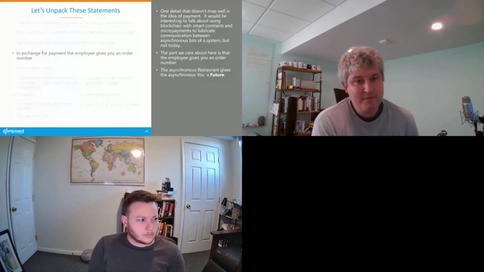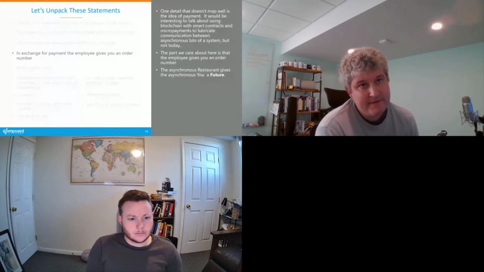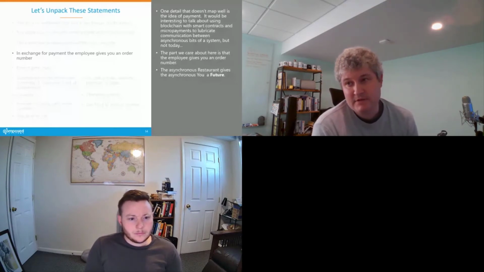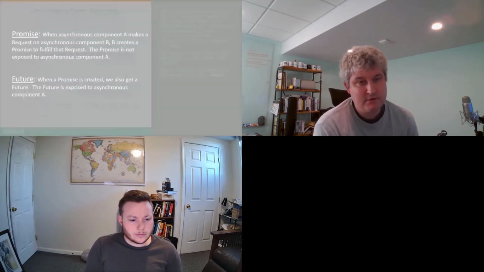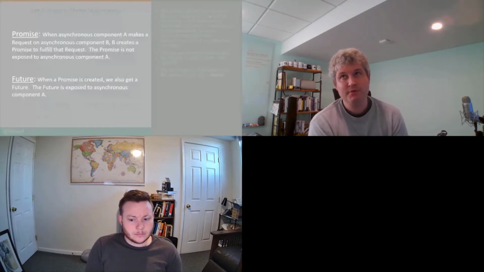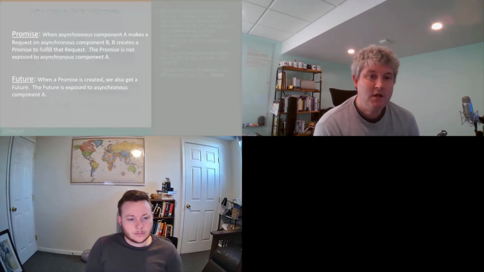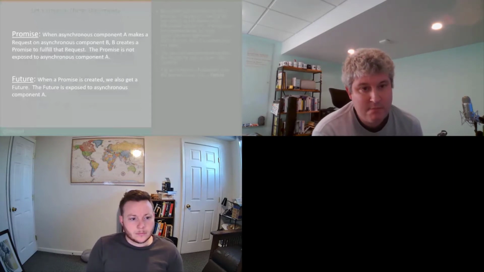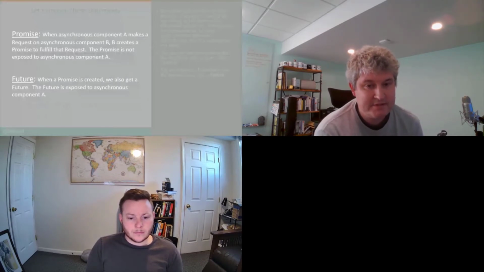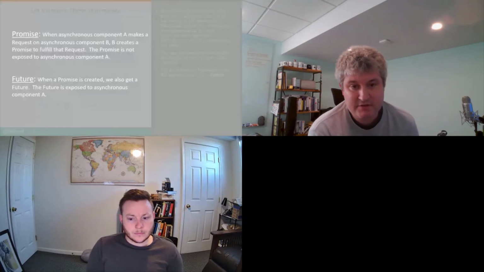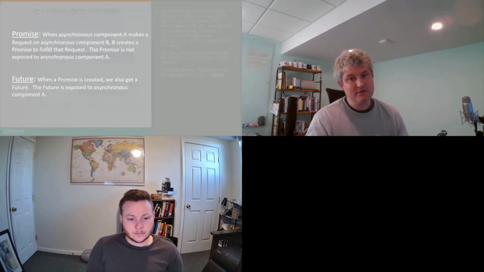Then since I mentioned promise and future for the first time, I'm going to try to define them here. I'm not sure if everybody here is familiar with the concept that we're talking about, but this is where people have a tough time delineating what is a promise versus what is a future. So a promise: when asynchronous component A makes a request on asynchronous component B, B creates a promise to fulfill that request. And the promise is not exposed to asynchronous component A. So like I said, it's kind of behind the curtain. The fact that a promise gets created, I don't get visibility into that, but it needs to exist.